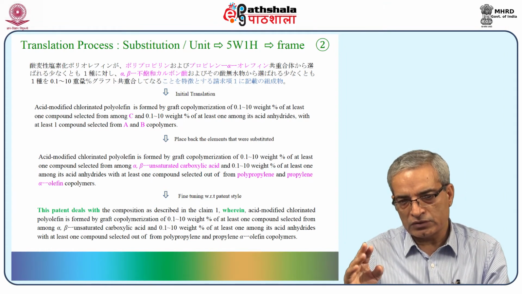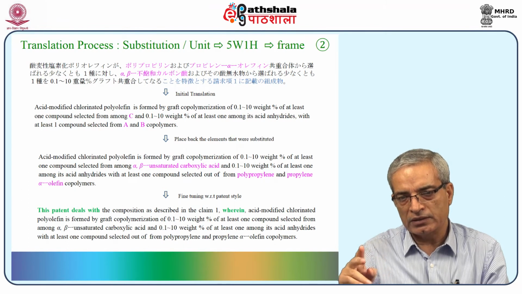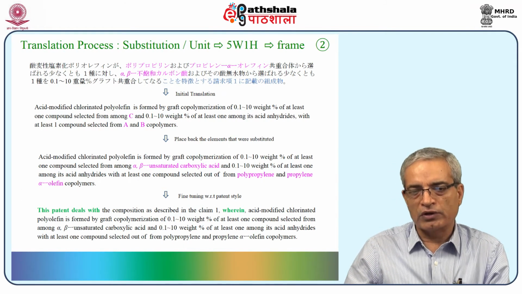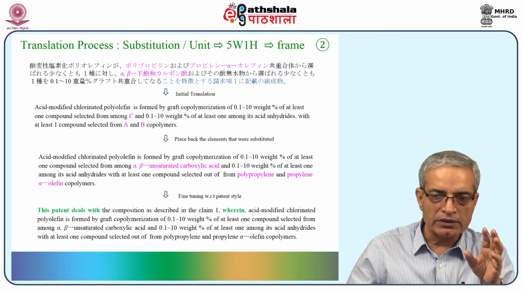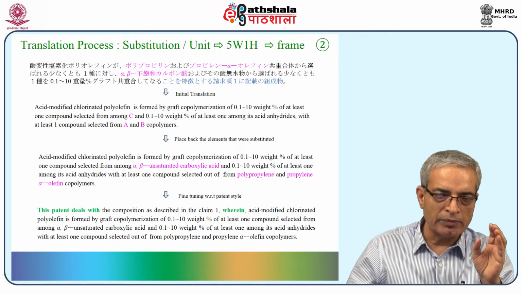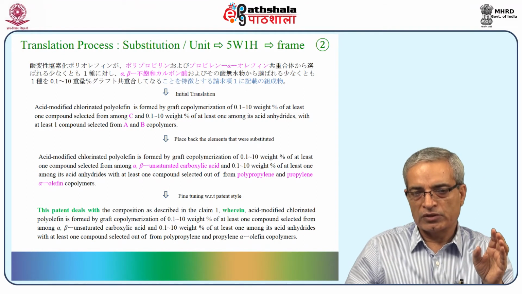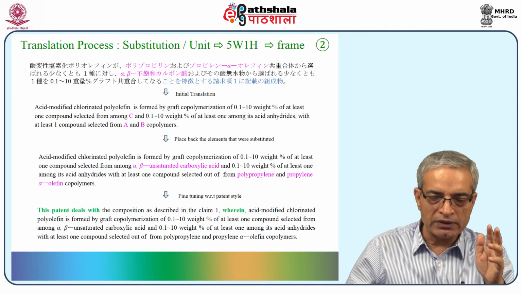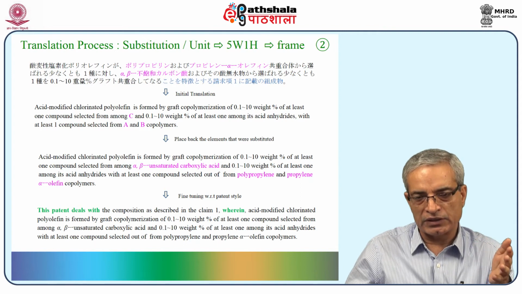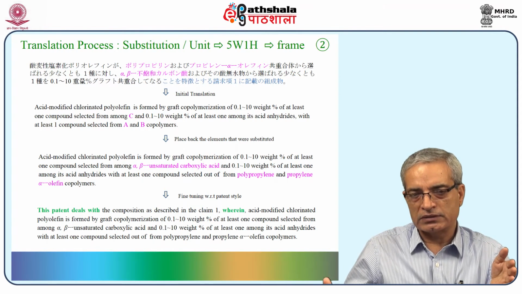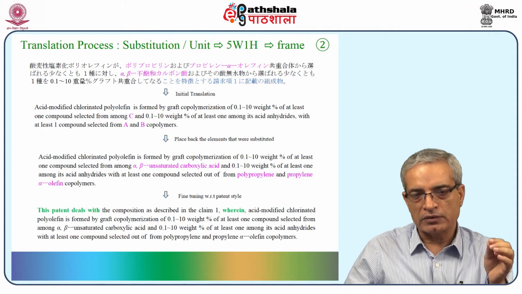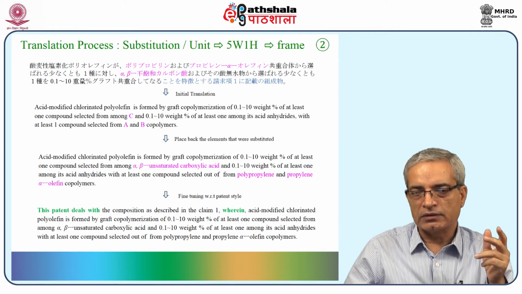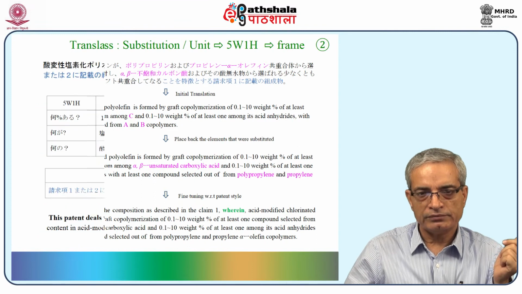"From" is not required here. So out of polypropylene and propylene alpha olefin copolymers. There are a few mistakes here, but if I read it carefully, it will make some sense or some flow, though you may find it again difficult. So even in English, when English is known to us, this sounds quite difficult. So this needs to be handled with care in segments. Then there will be no problem.